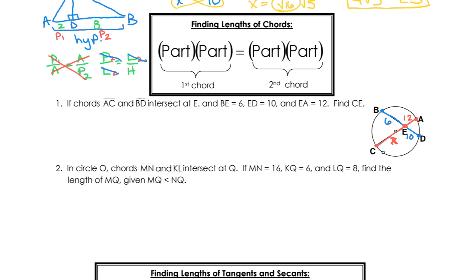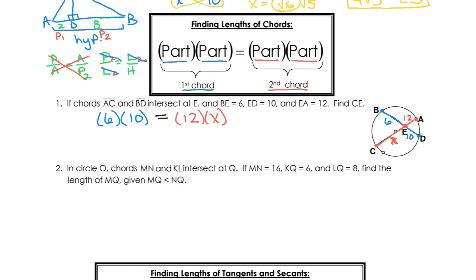So because this is about lengths of chords, we're going to try to follow this formula, but we need a part and the other part from the first chord. So you guys can see that blue chord has been divvied up into 2 parts of 6 and 10. So one part is 6, one part is 10. And then the formula says to set that equal to the 2 parts being multiplied from the other chord. So 2 parts from the second chord. And you guys can see that one part is 12, and the other part is the part we're solving for, so we called it X.